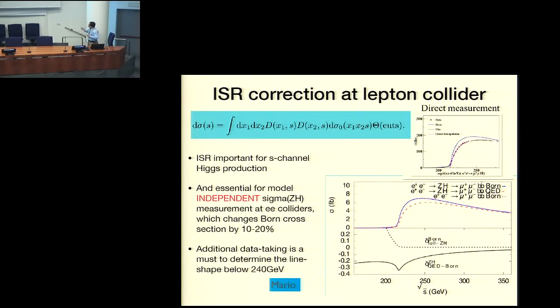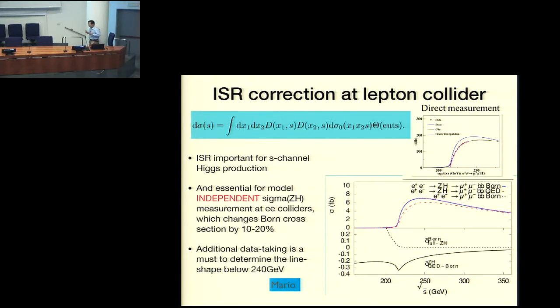But in our case, it's a threshold production for the ZH cross-section measurement. We claim, both for CEPC and FCC, that we can reach sub-percent precision, something like 0.5% or even better. But this kind of correction can change the cross-section by almost 20%. So the accuracy of the theoretical calculation is very important.